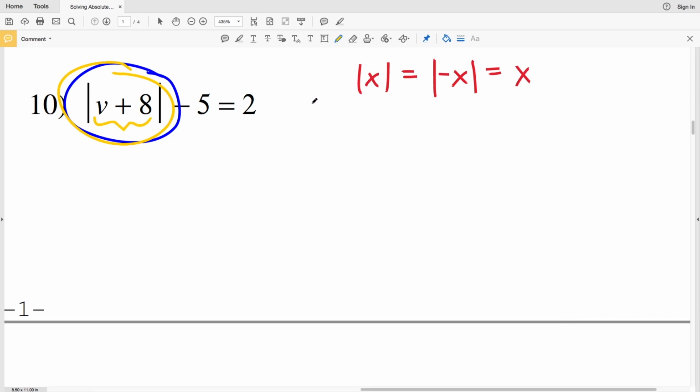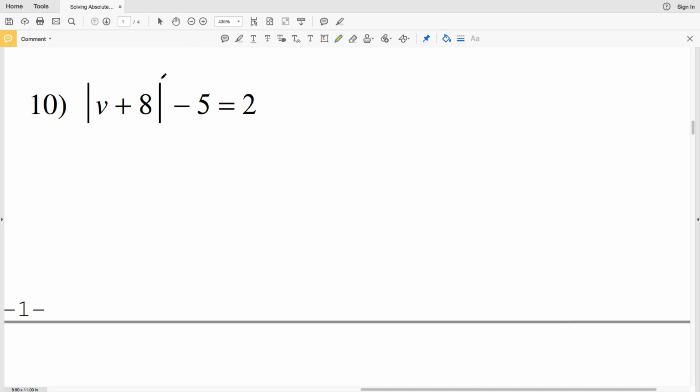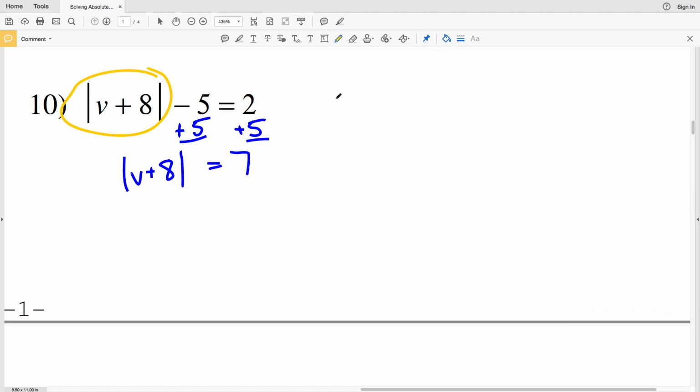So for number 10, we're going to isolate the absolute value of v plus 8. We're going to do this by adding 5 to both sides. So I'll get the absolute value of v plus 8 on the left-hand side, since negative 5 plus 5 equals 0, and 0 plus any quantity is that quantity, and then 2 plus 5 is 7. So the absolute value of v plus 8 equals 7.